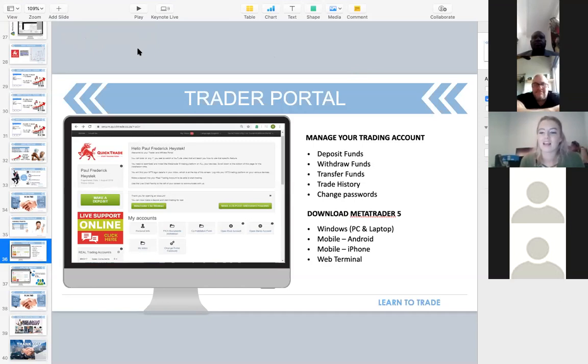And now I use my Windows laptop more anyway, because I can go on Google Play and just download stuff for free. Okay, so that is the portal.